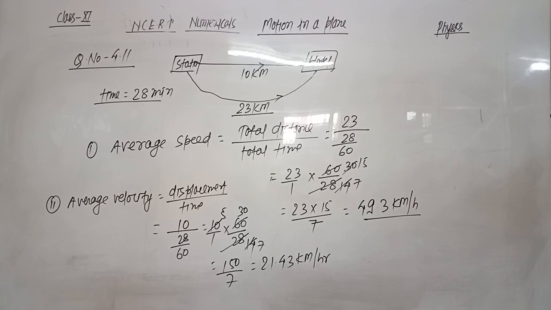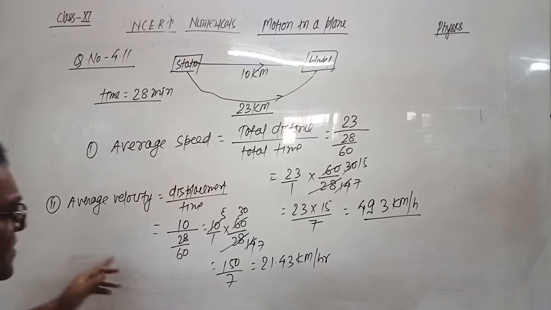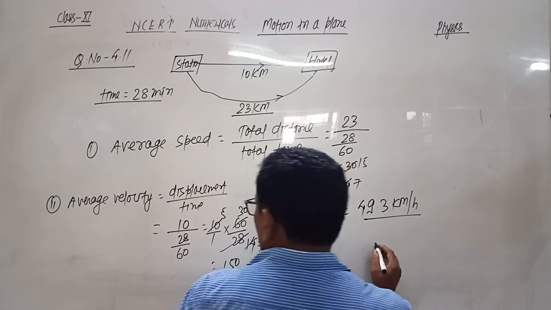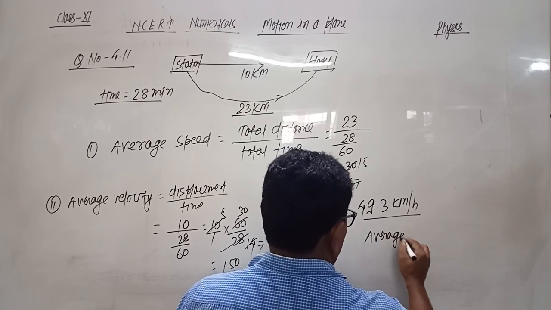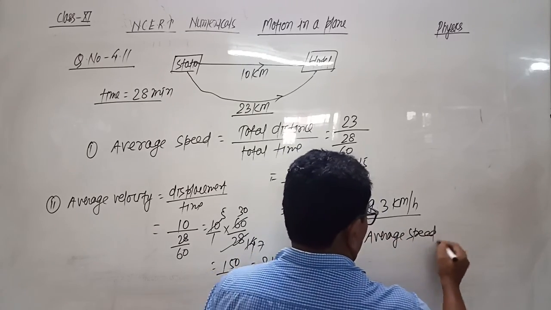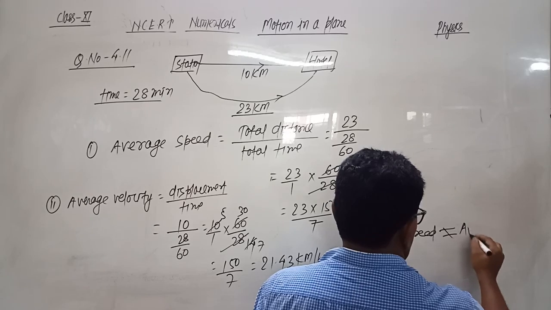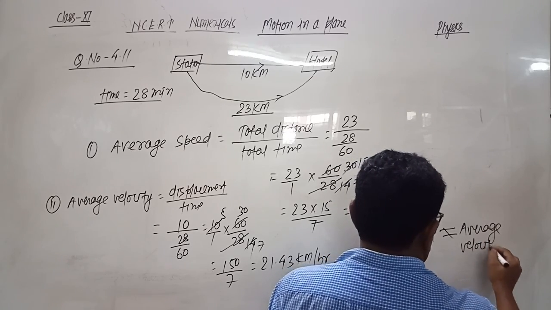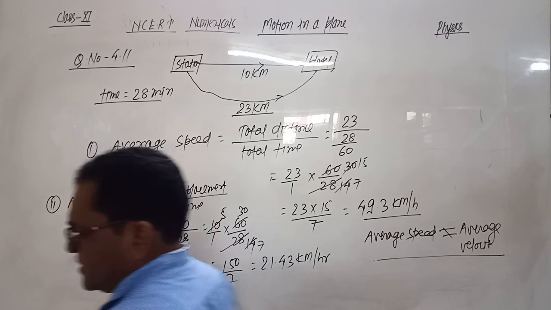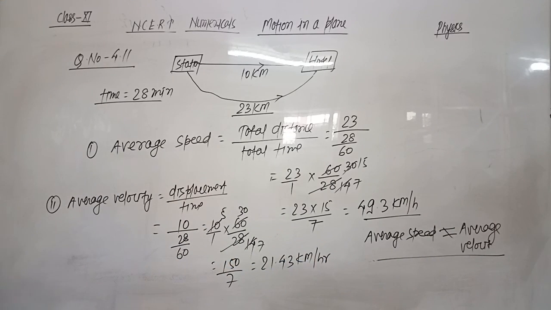Now we have to say whether they are equal or not. The magnitude of average velocity is not equal to the average speed. The average speed is not equal to the average velocity; the average speed is greater than the average velocity.